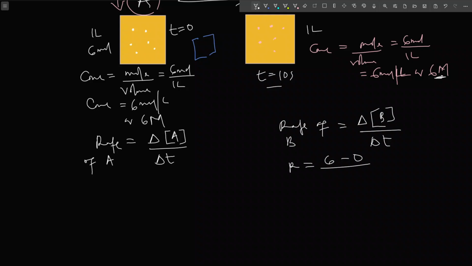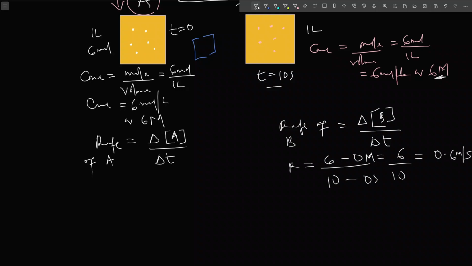That's final time minus initial time. What's the final time? 10. What's the initial time? 0. This is going to give me 6 over 10, which will give me what? 0.6. Note that the unit for concentration is molar and the unit for time is second. So that means the unit for my rate is molar per second.